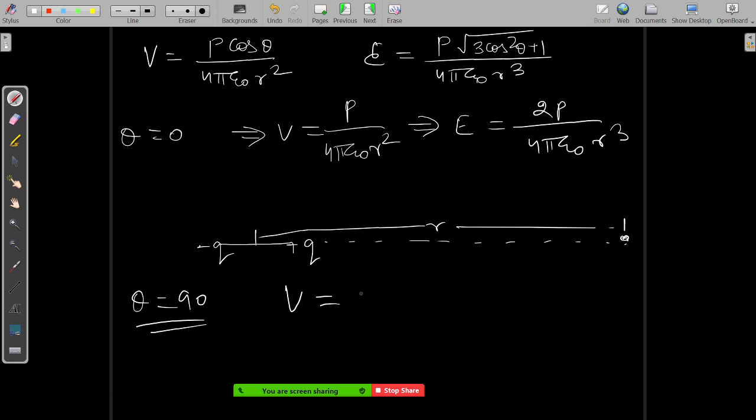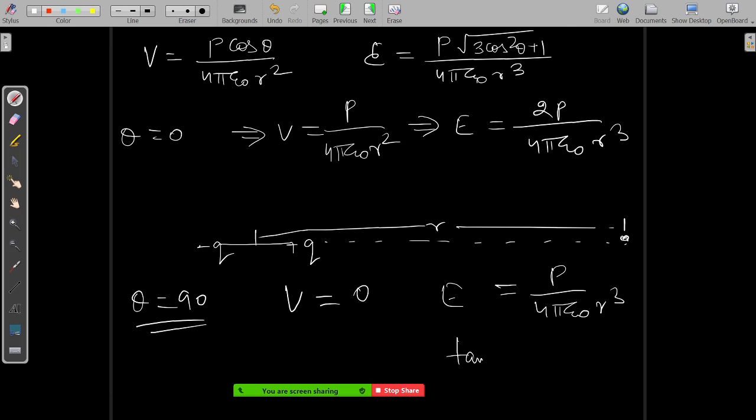Here the potential becomes 0, and the electric field becomes what? Tell me what will be the electric field? It will become p by 4 pi epsilon naught r cube.